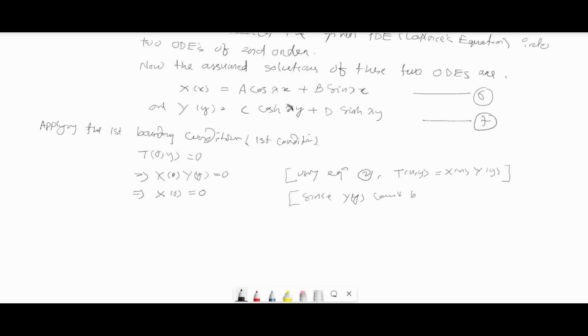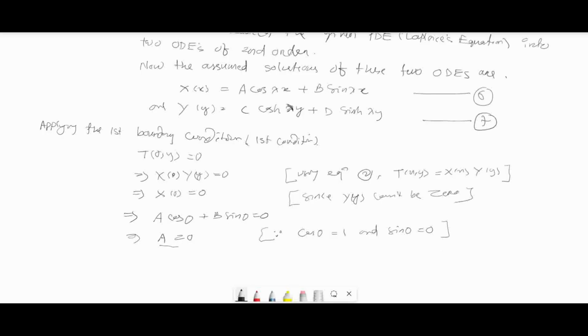y can't be 0. Okay, so X of 0 is equal to 0. That implies what? X of x is a cos lambda x plus b sin lambda x. Now X of 0 means a cos 0 plus b sin 0, which is equal to 0. That implies a is equal to 0. Why? Because cos 0 is equal to 1 and sin 0 is equal to 0. So in this way we got a is equal to 0.